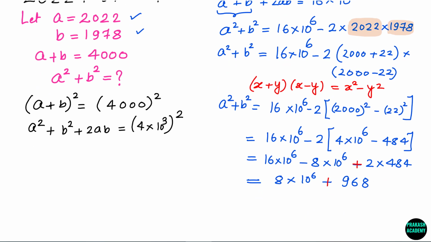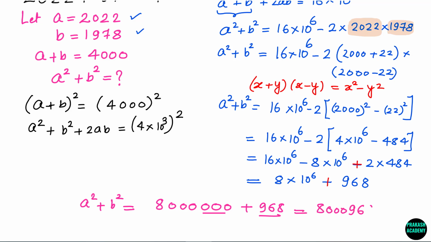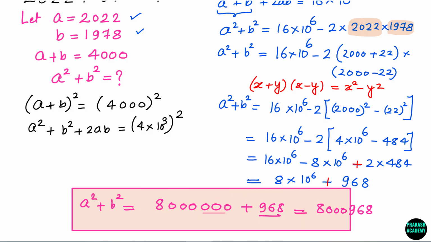So finally, what is the answer for this problem? We have A square plus B square, and this is 8 and then 6 zeros, plus 968. So the 3 digits you replace here. So this will be 8,000,968. So this is the value for this expression.